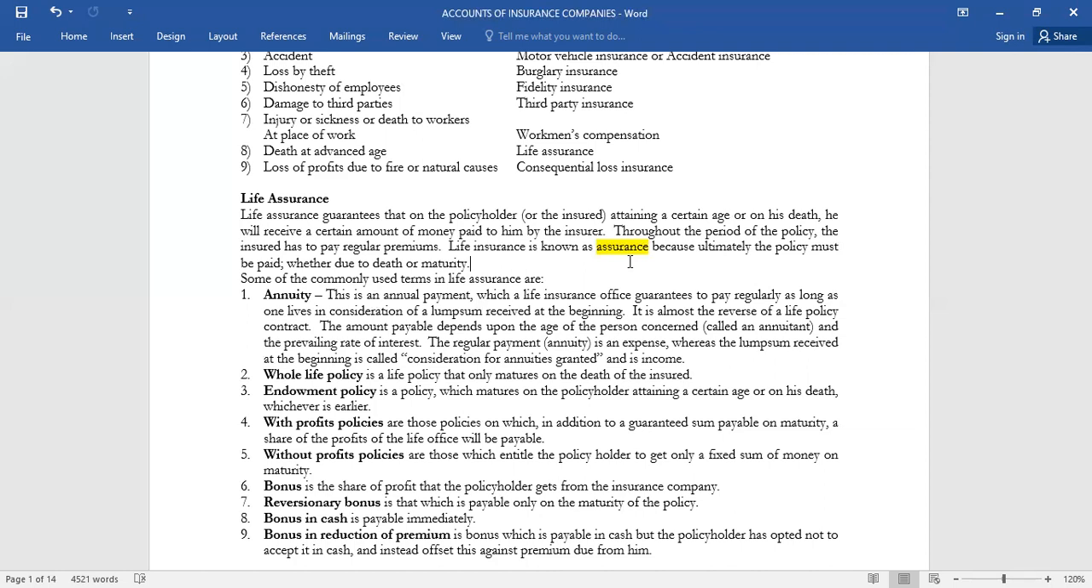Then we have what we call the with profit policies. And as the word goes, when we are talking of the with profit policies, these are policies which guarantee to pay you on maturity. There will be a share of the profit of the life office to the insured person. What basically happens is, most insurance companies commingle the funds and invest them in different investment vehicles. These investment vehicles could be, for example, real estate.